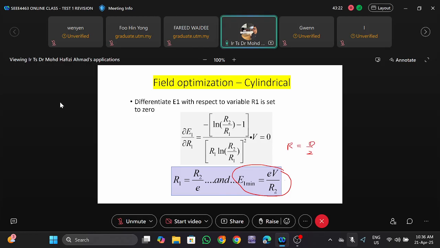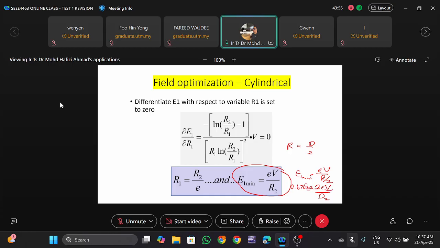So then this formula will be E1 min equal to V over D over 2, right? Then you get 2V over D2. And then your E min cannot be more than 0.67 E of the breakdown. So it should be 0.67 E of the breakdown. So we need to use this formula in order to calculate.